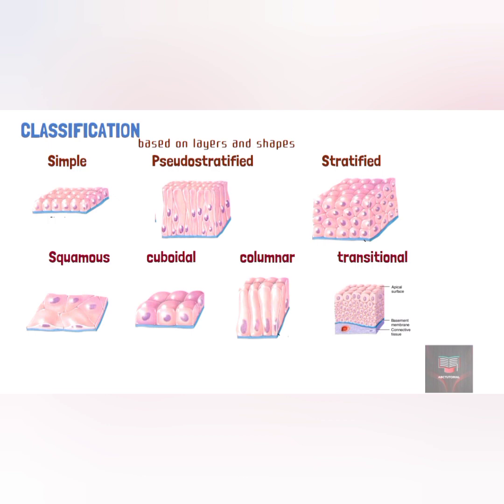Combination of both properties, that is, the layers and the shape of cells, give rise to different types of epithelial tissue, such as the simple squamous, the simple cuboidal, the stratified squamous, and the stratified cuboidal epithelium.